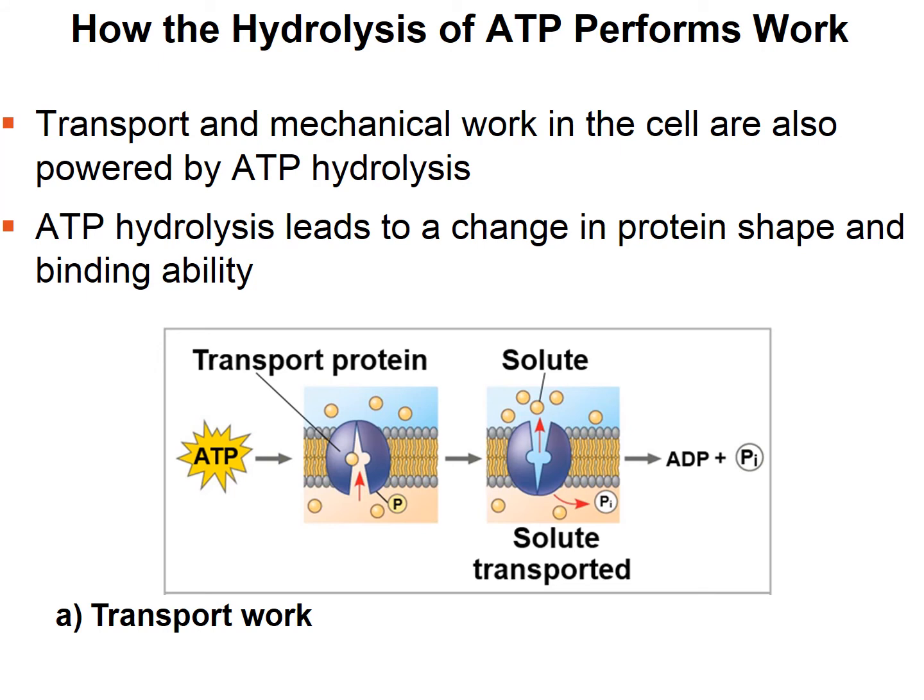Transport and mechanical work in the cell are also powered by ATP hydrolysis, breaking off that final phosphate group from ATP. ATP hydrolysis leads to a change in protein shape and binding ability. And this example below looks like what we talked about with the sodium-potassium pump. Remember, a phosphate group broke off and the protein changed shape in order to move one solute from one side of the cell to the other.